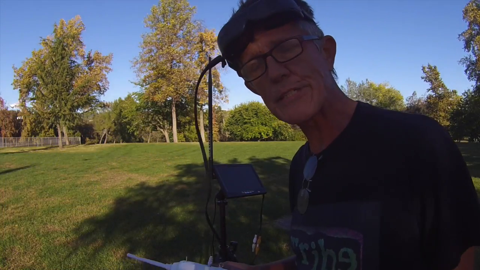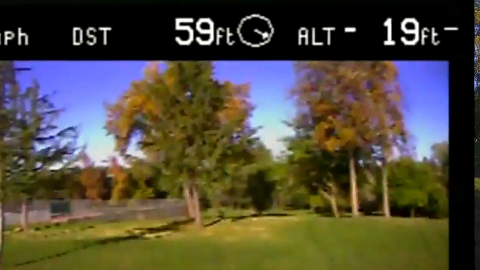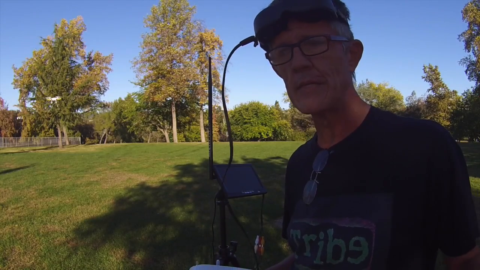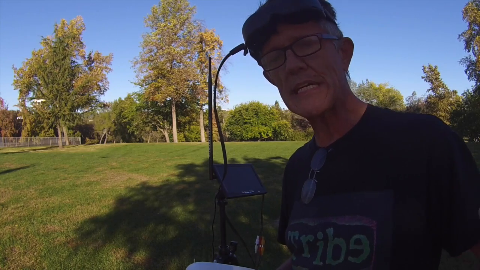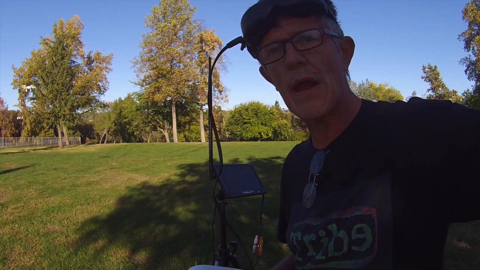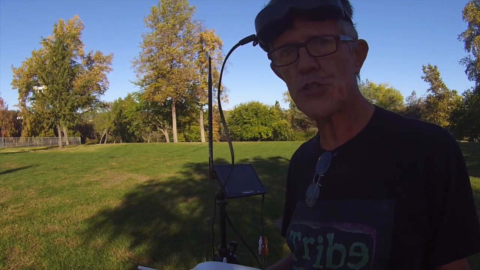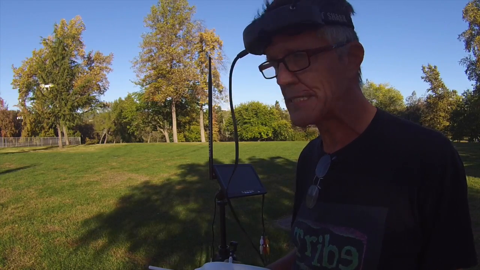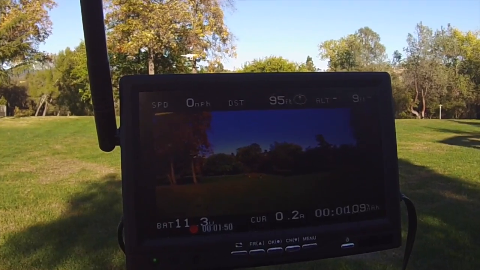Now, the one thing I don't want you to trust is your altitude. The altitude on these OSD systems always seems to be off by anywhere from 10 to 100 feet. Once you're in the air for a while, they tend to settle down and they're a little bit more accurate. But when you first take off, don't trust what you see on your altitude reading. All right, let's take it around the block here a little bit.